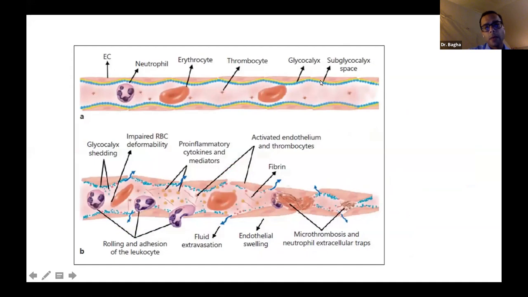So this is what a normal blood vessel looks like. It has a normal glycocalyx with a subglycocalyx space. These are our RBCs, erythrocytes. These are our neutrophils and our thrombocytes.